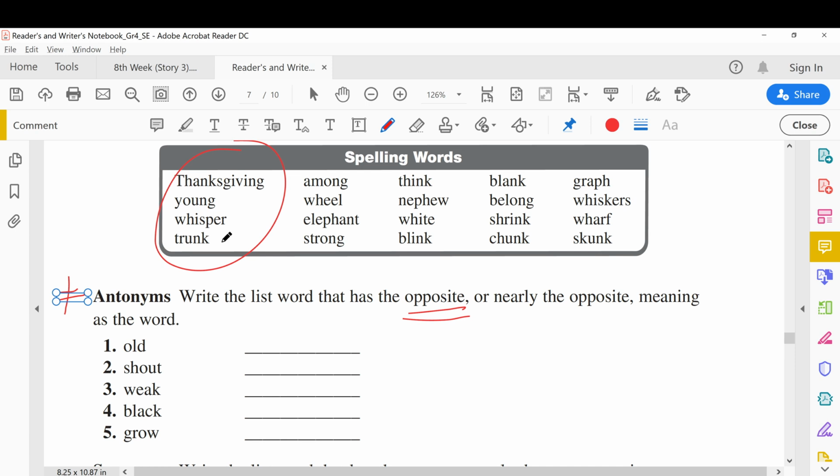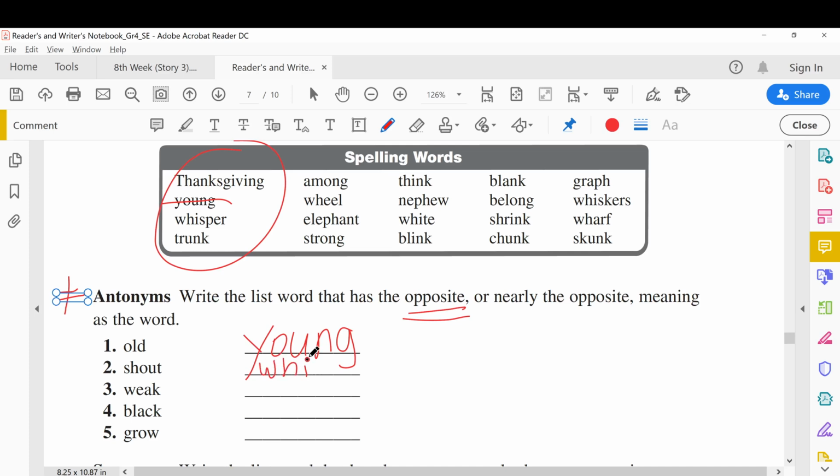I think the first one is easier. It's, of course, young. All right. The last ending is the consonant pair ng, that is young. Then you have number 2, shout. What is the antonym of the word shout? To speak out loud, to yell. Oh, the same group. Thanksgiving, whisper, trunk. I believe most of you are familiar with it. It is whisper.